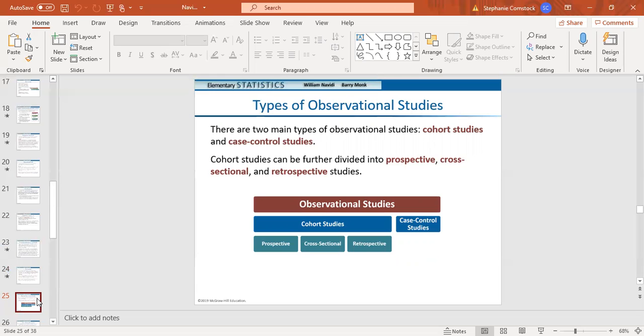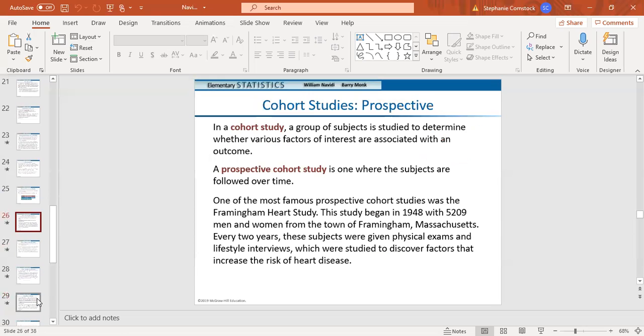Okay. So now back to our observational studies. We do have in observational studies, it breaks down into 2 subcategories. We've got what are called cohort studies and case control studies. Cohort studies can be broken down a little bit more into prospective, cross-sectional, and retrospective. These all have to do with the time frame of how this information is gathered. Okay, so we're going to take a look at these a little bit closer.